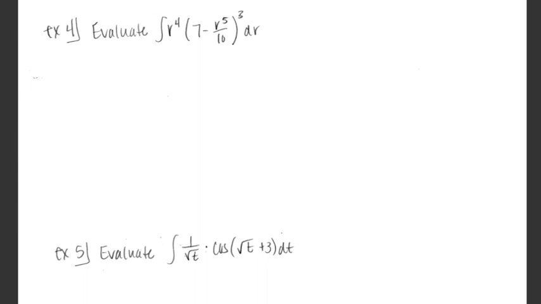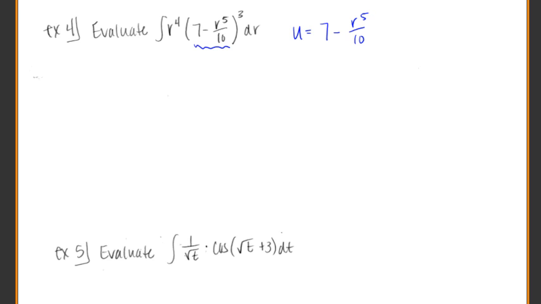All right, let's go on to example number 4. We want to evaluate this one. All right, looks like we got some fun trig. My initial reaction is, let's let this base be u, since it's to a power. Usually when things are to a power, that's what your u is going to be. So if we say u is going to be 7 minus r to the 5th over 10, that's fun. Then du is going to be, let's take away the 7, so that's 0. So if I pull off the negative 1/10, then I'm just focusing on r to the 5th, so it'd be 5r to the 4th dr.